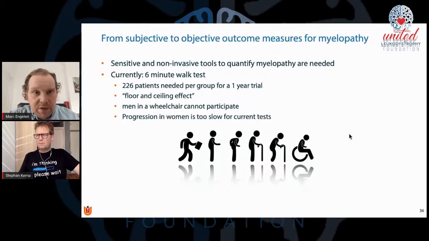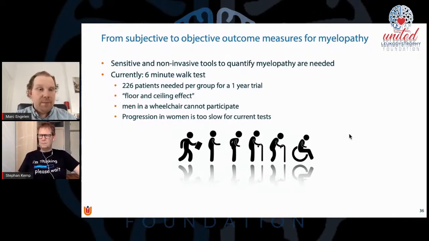So what do we need? We need better, very sensitive, which means can detect small changes, non-invasive tools to measure myelopathy. Because the 6-minute walk test, if you do a little math on it, it means for a 1-year trial, you would need 226 patients in your treatment group and 226 patients in your placebo group. And not just any patients who are affected, who are on the cartoon kind of in the middle area.